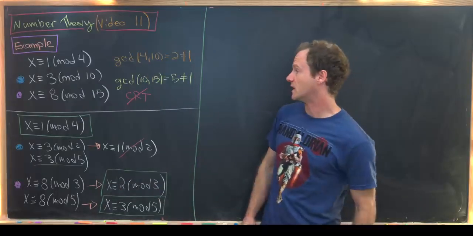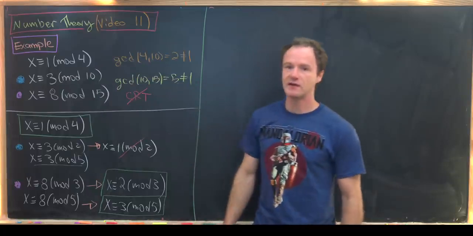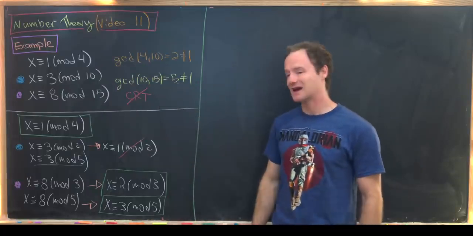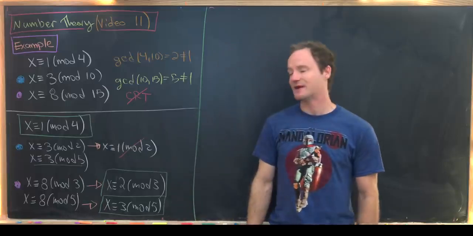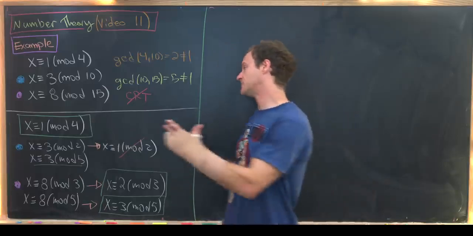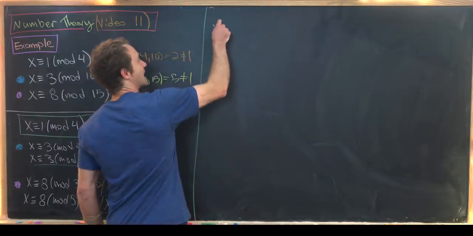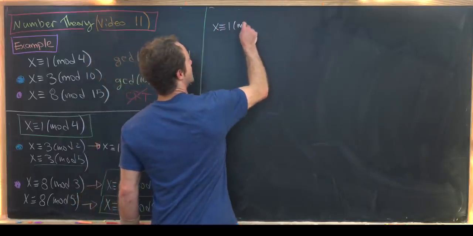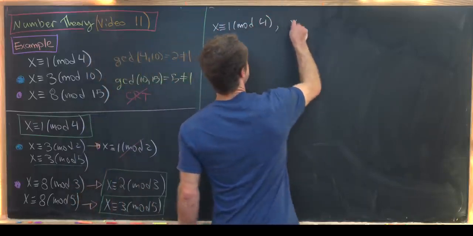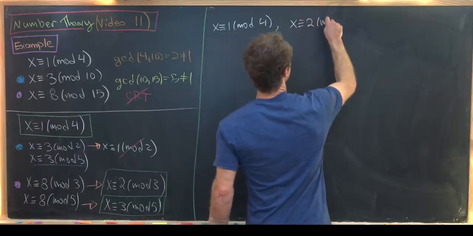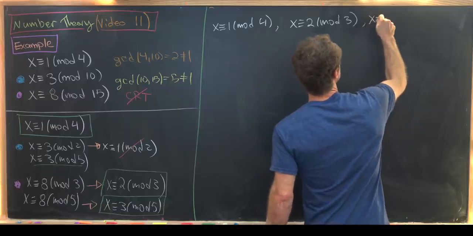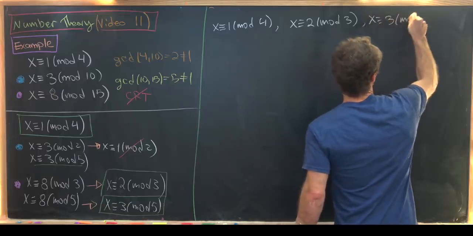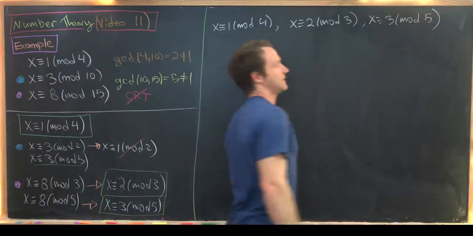So let's see what we've done. We've taken these three for which Chinese remainder theorem did not apply, and reduced them to these three where the Chinese remainder theorem does apply. So let's write these over here. We've got x is congruent to 1 modulo 4, x is congruent to 2 modulo 3, and then finally x is congruent to 3 modulo 5.